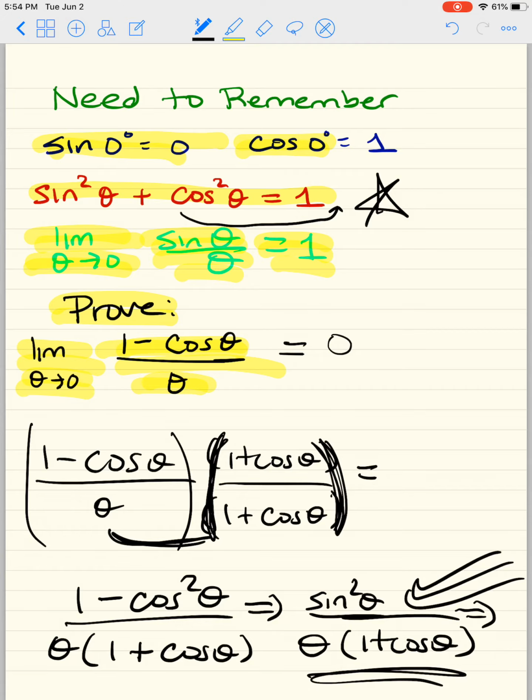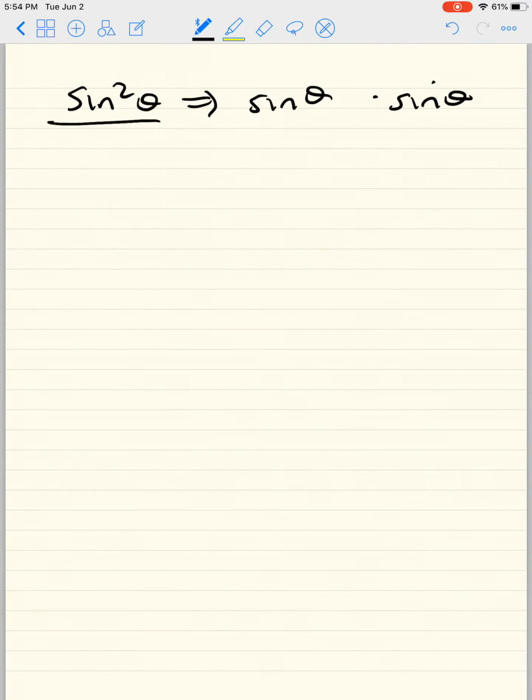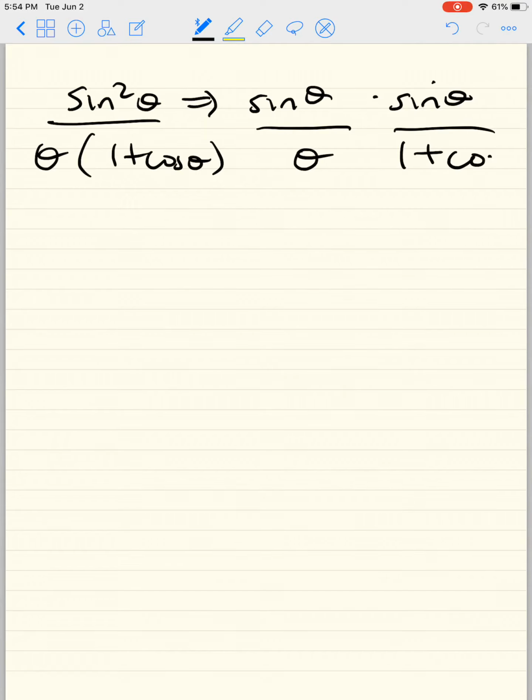On the bottom, I have theta times 1 plus cosine theta. Well, that could be split up. Think about it for a second: if I ask you to multiply 2/3 times 1/4, you would say that's 2 times 1 over 3 times 4. Similarly, you can separate them because it's a product. So that's what I did there. I just separated them. Great. Now I'm going to apply the limit.